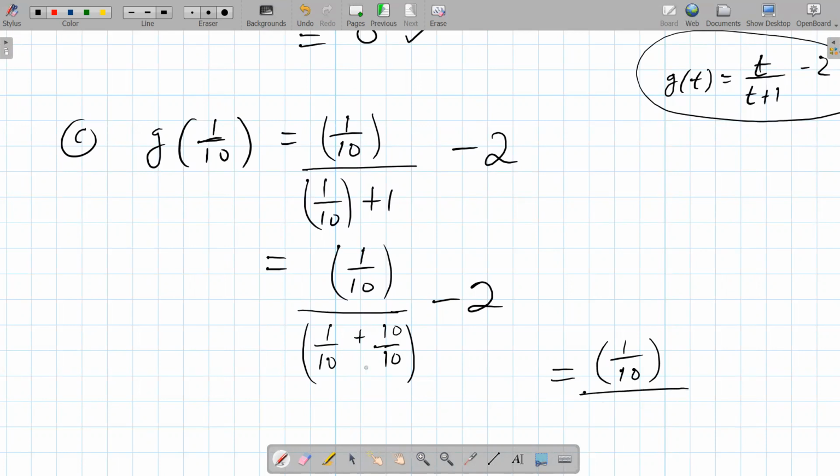over, because now the denominator is 10, I keep it same, and I sum the numerators, it's going to be 1 plus 10, and then I subtract my 2. So let's go to the next page, and I'm going to continue from there.